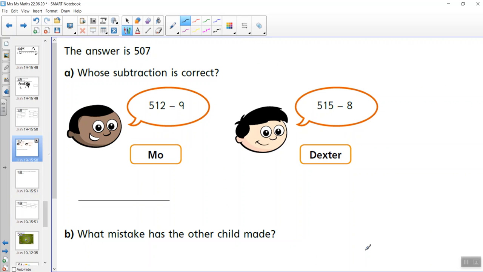Okay, so here's a new question for us. The answer to the calculation is 507. Whose subtraction is correct? So Mo says when he takes 9 from 512, he's left with 507. And Dexter says when he takes 8 from 512, he's left with 507. Who's right? And what mistake did the other child make? Pause the video and have a think.